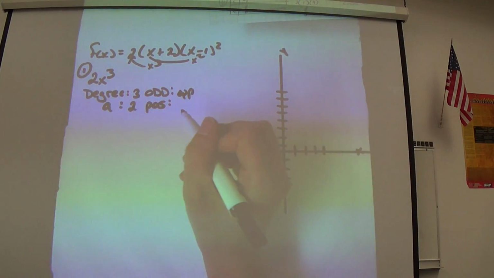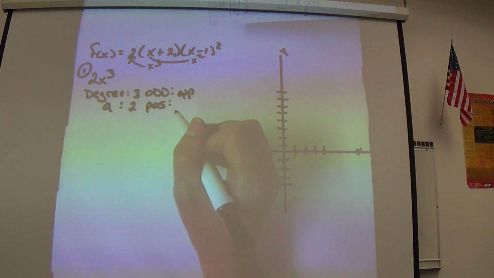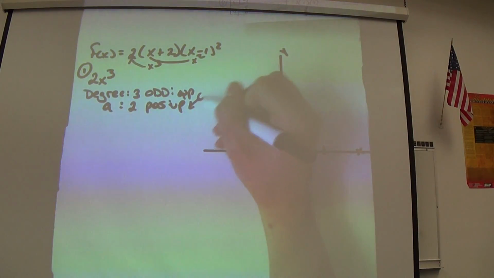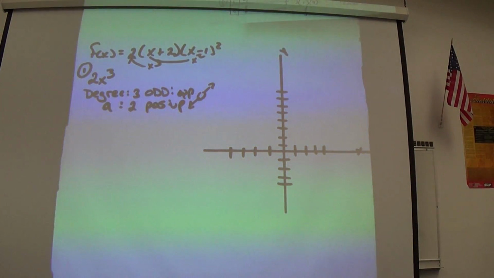If it's positive, what do I know happens with my graph? It slopes up. Good. So in essence, my picture kind of looks like that, right?